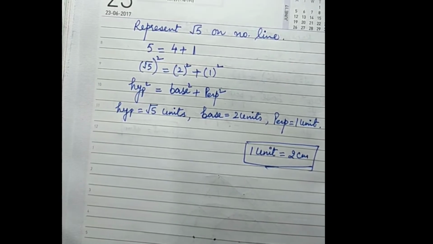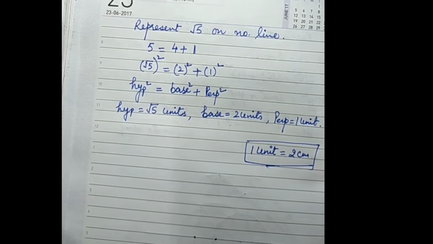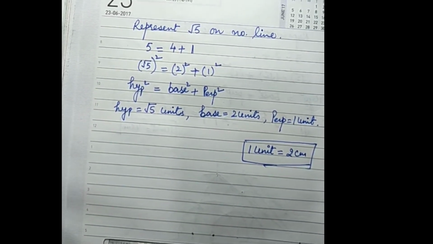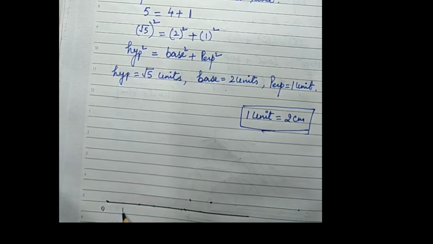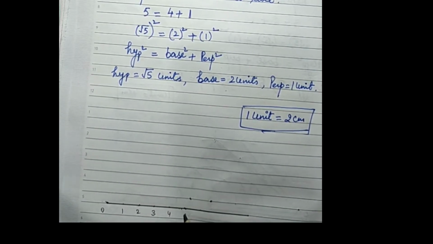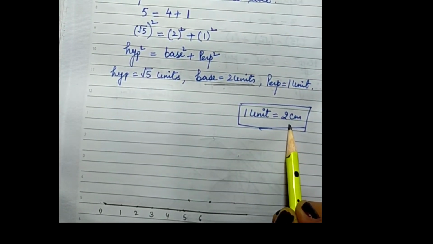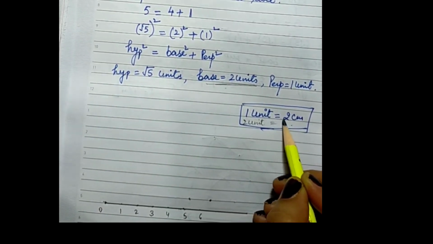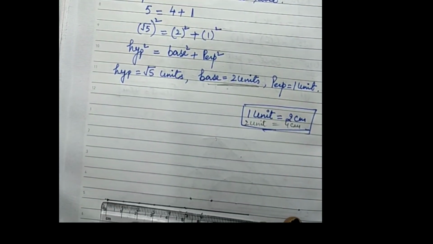You can choose the scale as per your choice. I have taken 1 unit to be 2 centimeter. You can take 4 centimeter or 3 centimeter as per your choice, but you need to mention this. So again, let me take a number line. So you can see I have taken some numbers over here: 1, 2, 3, 4, 5, 6. If I have to take base to be 2 units and I am choosing 1 unit to be 2 centimeter, that means 2 units will become 4 centimeter, right? So I am taking base as 4 centimeter for 2 units.